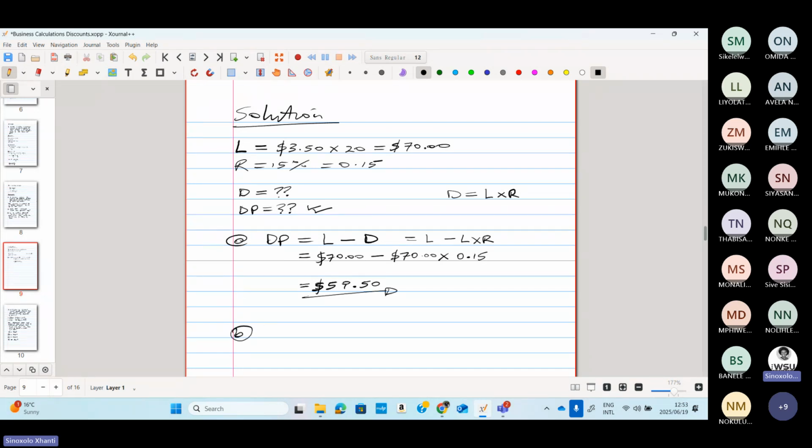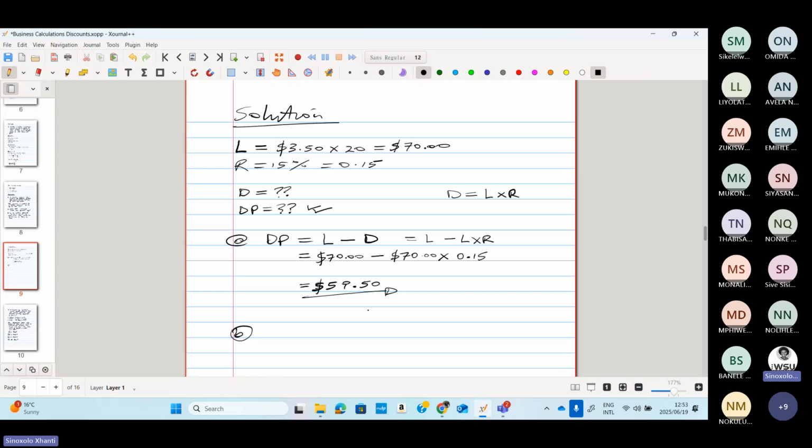Now let's look for B, but before I go to B, anyone who has a question on A so that you are not left behind? Anyone who has a question when it comes to A? Okay. In the absence of questions, which means we are good to go.